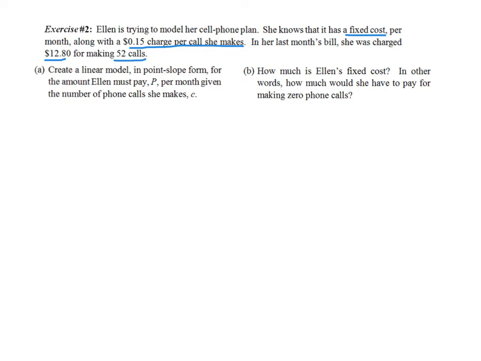So we know that calls is representing our independent variable. We're going to call that c. And we know that she, in this case, has made 52 calls. We also know that the cost, which we're going to use for the amount that she has to pay, we're going to use the variable p, and we see that she had to pay $12.80.